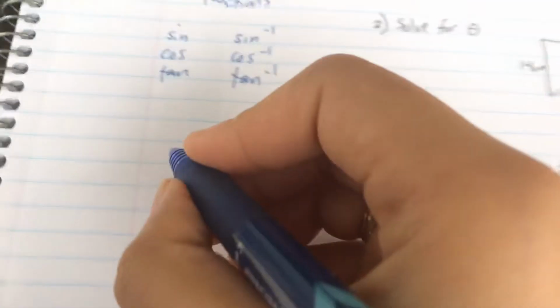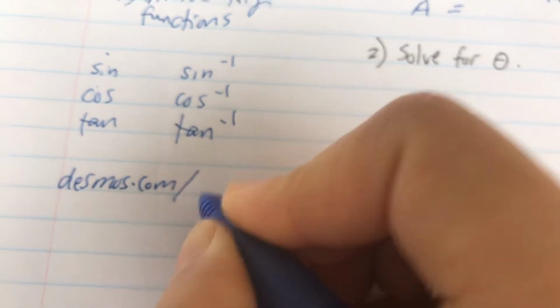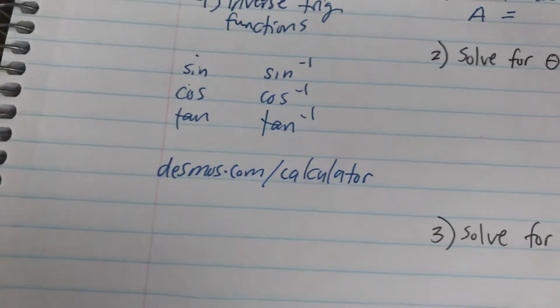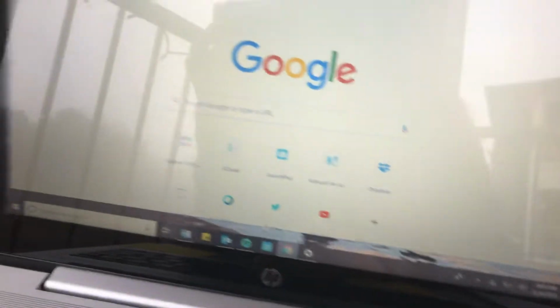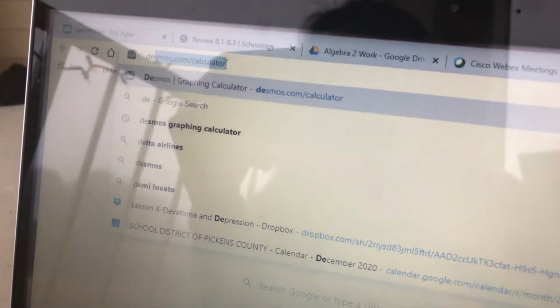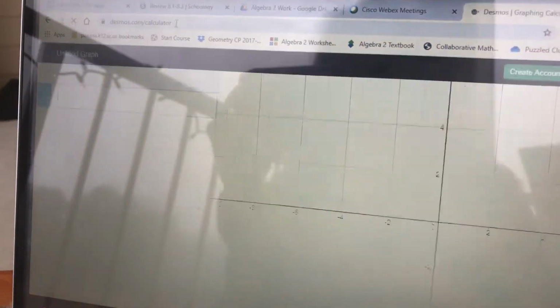Most of y'all probably don't have a graphing calculator at home. Luckily, there's one online that we can use. It's pretty easy to use, and this is the URL that you're going to type in to get to it. It's just desmos.com/calculator. So I'm going to type that in here. I've typed mine in a lot so it shows up automatically.